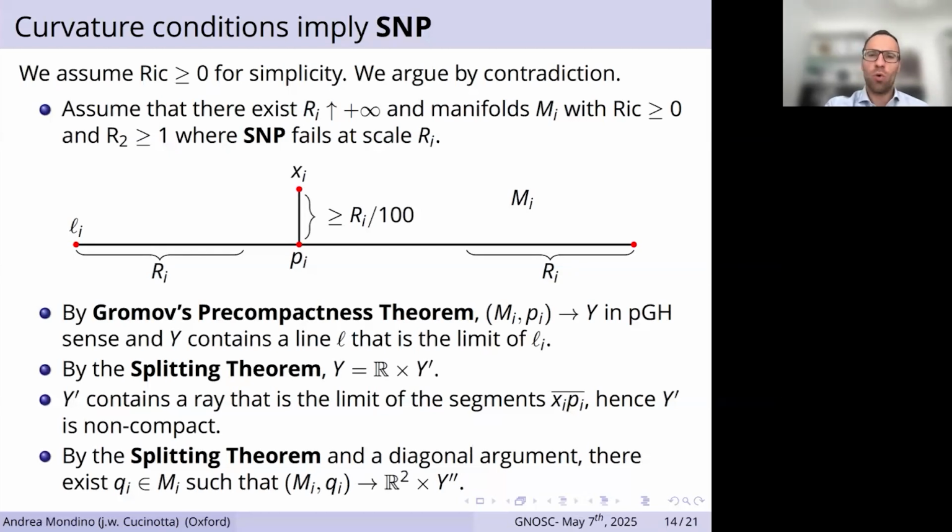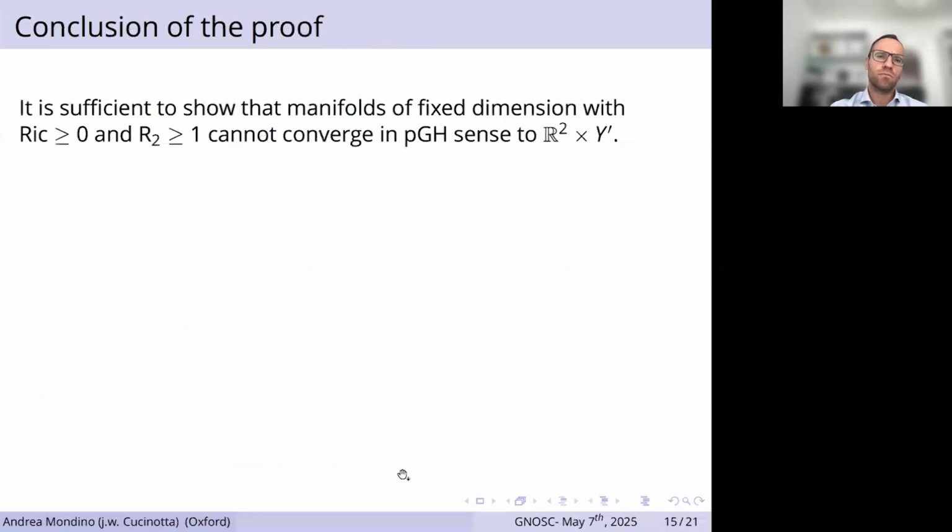Okay, good. So what we got is that if the segmental property fails for this sequence of manifolds at scales Ri, which are larger and larger, then these manifolds, which have non-negative Ricci and have sum of the smallest two eigenvalues bigger or equal than 1, converge to a metric space which splits off two Euclidean factors. Okay, that's what we got so far.